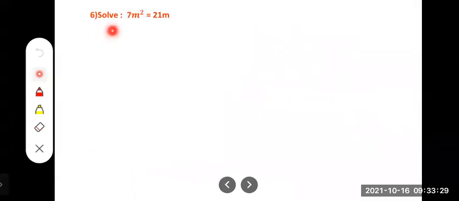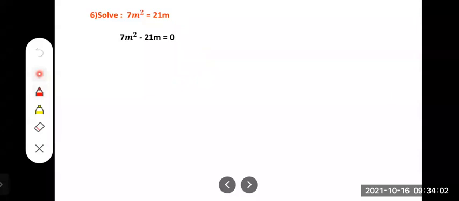Yes, see here, solve 7m square equal to 21m. So here also all the 3 terms are not given, only 2 terms are given. Is it clear, children? So what you have to do? Take this 21m to the left side of the equation so that this plus will become minus. Now how I have written: 7m square minus 21m equal to 0. Clear, children?